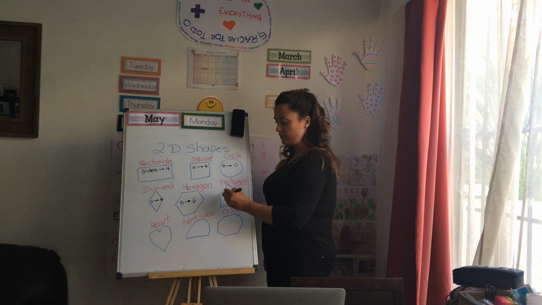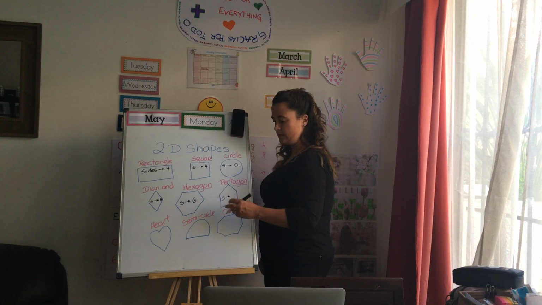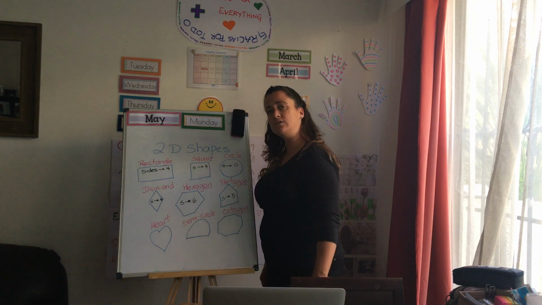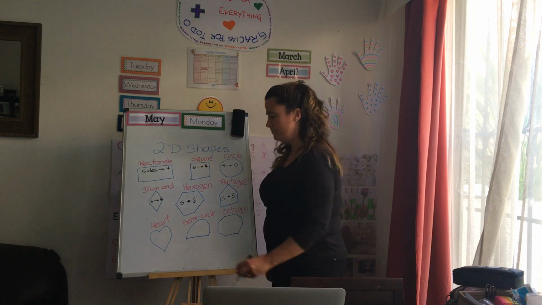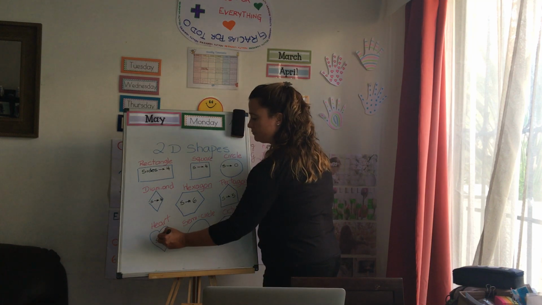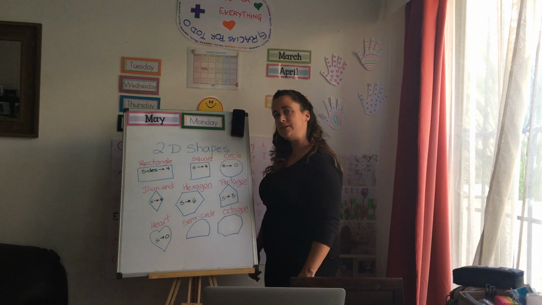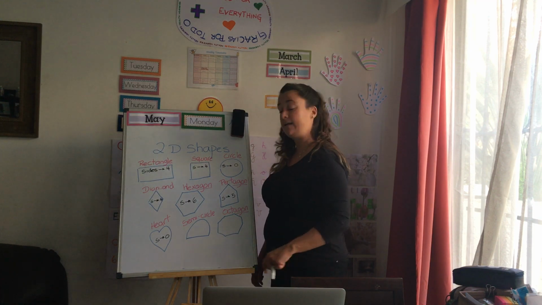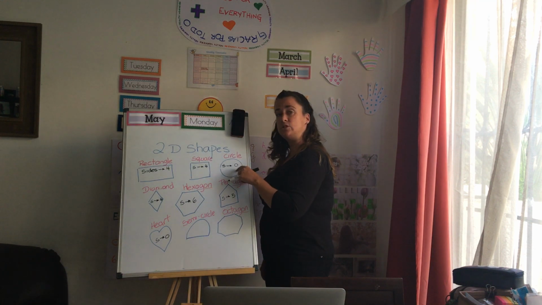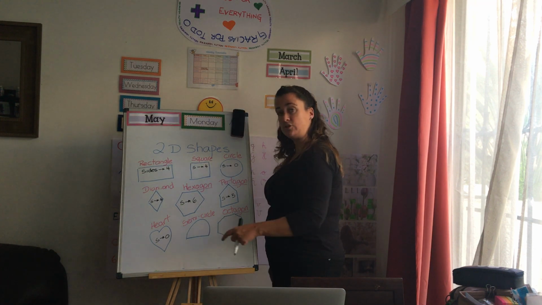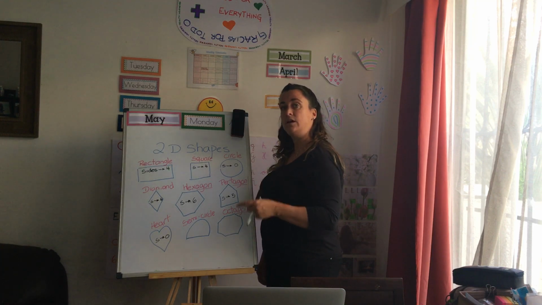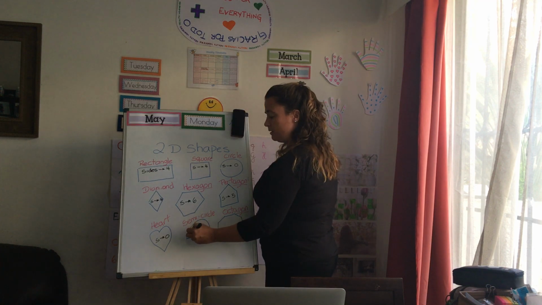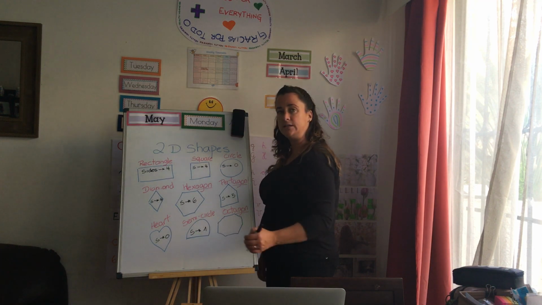Good one. What about the pentagon? 1, 2, 3, 4, 5. What about the heart shape? Nothing there, baby. Good one. What about the semicircle? How many sides does it have? Aha. This one, different to the circle, the semicircle, half a circle, has 1 side. Can you see it here at the bottom? How many sides? 1 side.